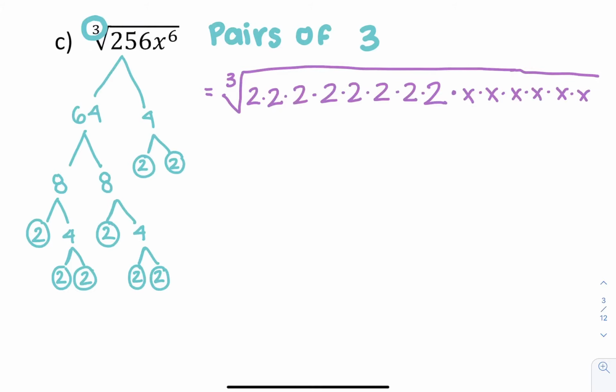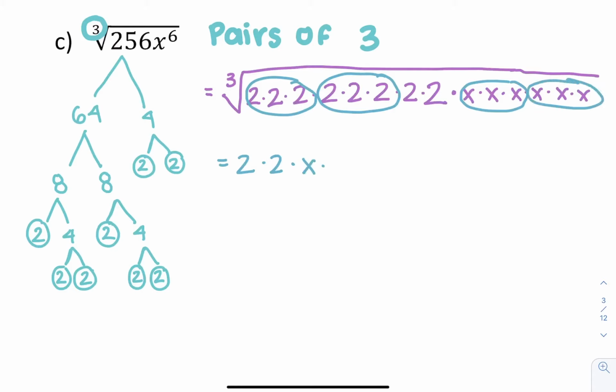Let's look for pairs of 3 now, because we have an index of 3. These get to leave the house as 1. These get to leave the house as 1. Those 2 get left over. These get to leave the house as 1. And these get to leave the house as 1. And then on the inside, we're left with those 2 times 2. Now we simplify. 2 times 2 is 4. X times x is x squared. And we're left with the cube root of 4.